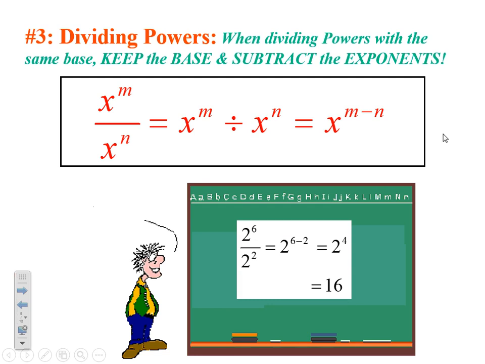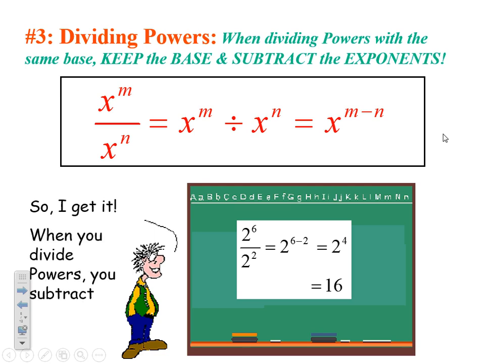Now an example of this is going to be 2 to the 6 divided by 2 to the 2nd, which equals 2 to the 6 minus 2, which equals 2 to the 4th, and 2 to the 4th equals 16. So I get it! When you divide powers, you subtract the exponents. Now remember, it only happens when it has the same base. All right, here we go.